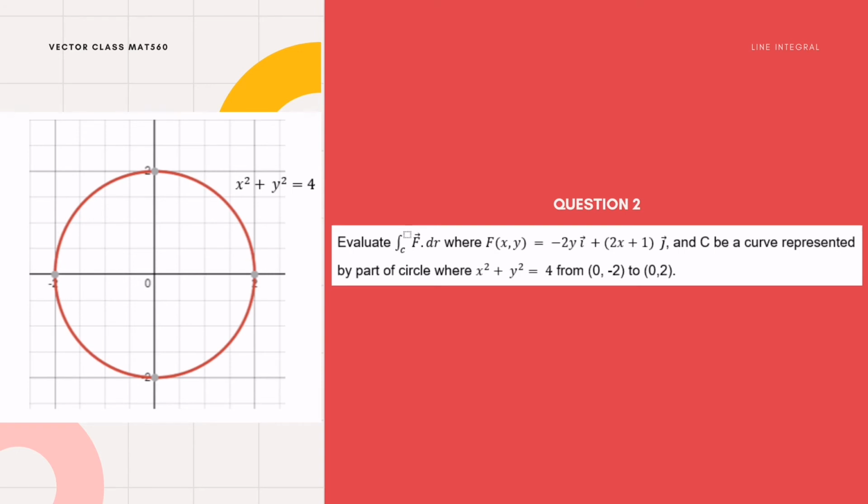For question 2, we need to evaluate the work done where F(x,y) equal to negative y vector i plus 2x plus 1 vector j, and C be a curve represented by part of the circle where x squared plus y squared equal to 4 from (0, negative 2) to (0, 2).